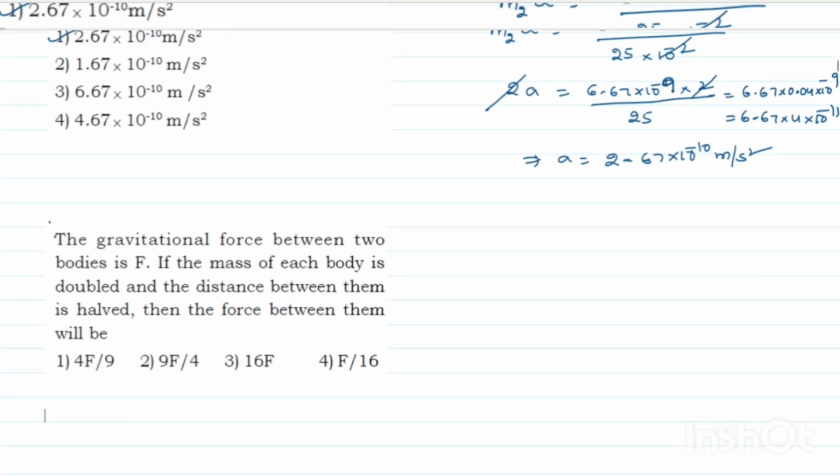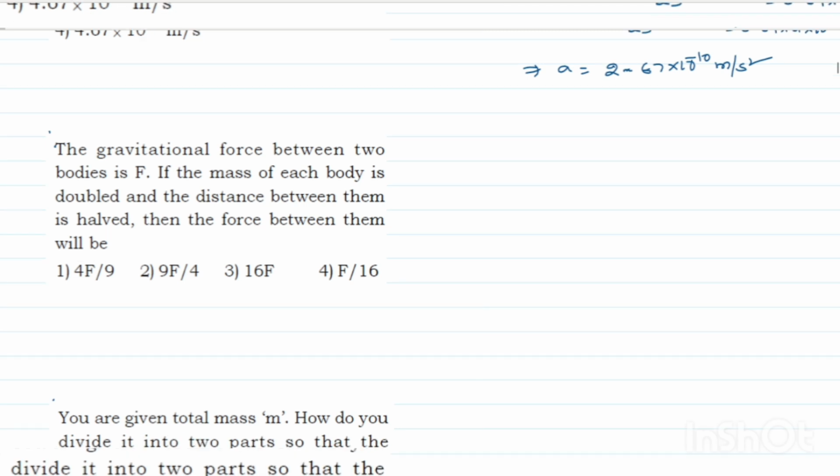The next question says, the gravitational force of attraction between two bodies is given as F. If the mass of each body is doubled and the distance between them is halved, then what will the force between them be, they're asking. So the initial gravitational force between the two bodies, let us take as F equals G m1 m2 by R square.